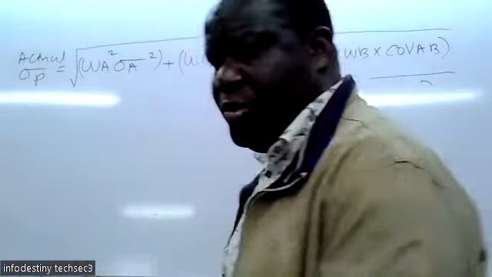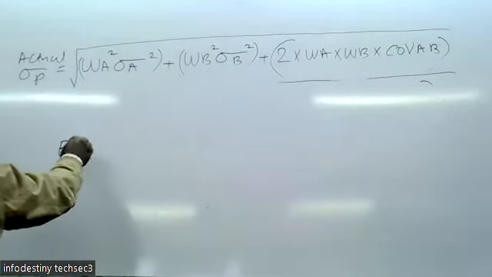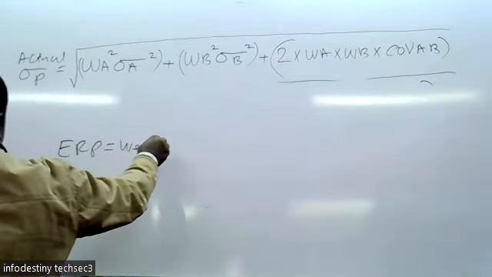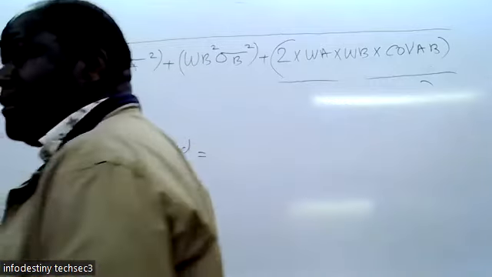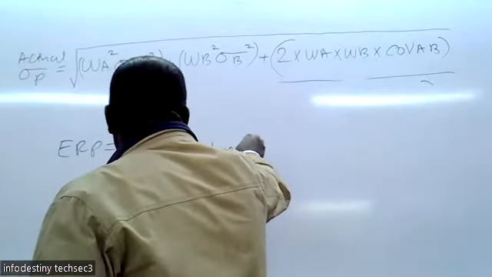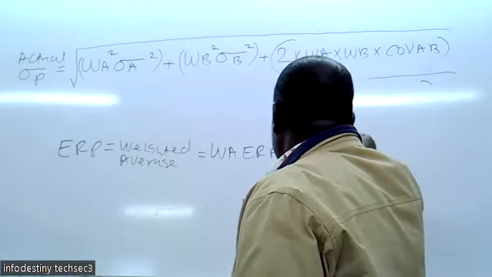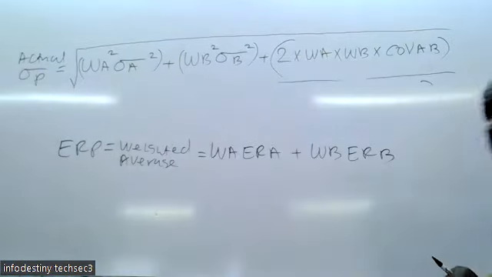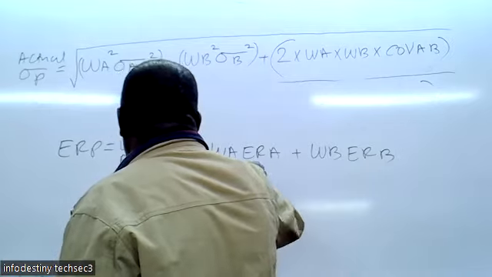So to compute a portfolio, which is now a combination, the expected return of the portfolio is the weighted average of the individual expected returns, whereby you take the weight for A times the expected return for A, and add the weight for B times the expected return for B. So the weight, you already know that 60% is the same as 0.6.